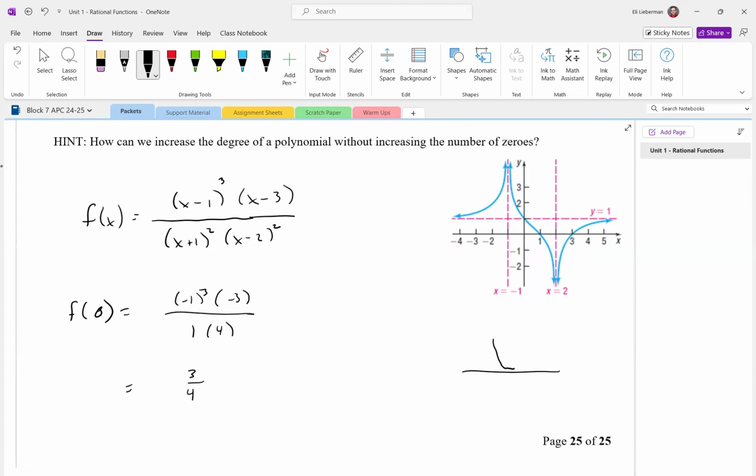We need to add something to this without changing what we have. Yes, we need a constant multiplier. A is a good one. So I keep an A right there. This is also A, and then this has got to equal 1. We want that to equal 1 specifically, which means that A is 4/3.